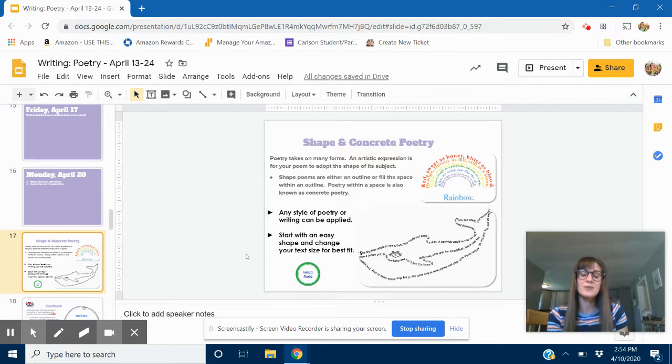So basically, it is just a poem in a shape. And I believe we did read one of these poems in our reading books that was in the shape of, I think it was a boat or something like that. But this one, we have our examples here. We have a rainbow shaped poem about a rainbow and a whale shaped poem about a whale. So let's keep on moving on.